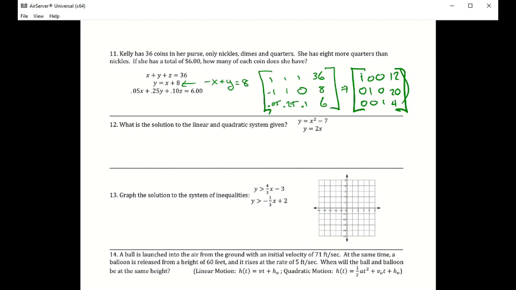So Kelly has 12 nickels, 20 quarters, and 4 dimes. And we can double check this because do these 3 add up to 36? Yep. Do our 20 quarters equal our 12 nickels plus 8? Yes. And if we were to substitute these in for the values, we would get $6. Done.